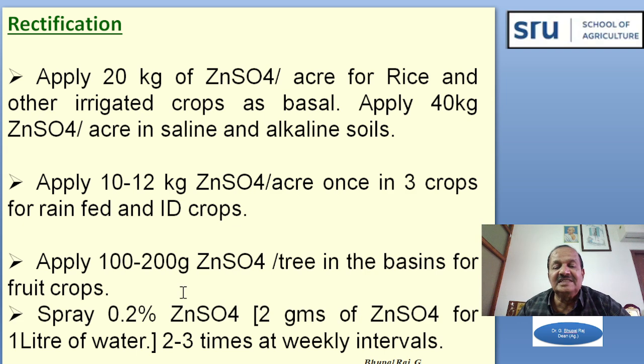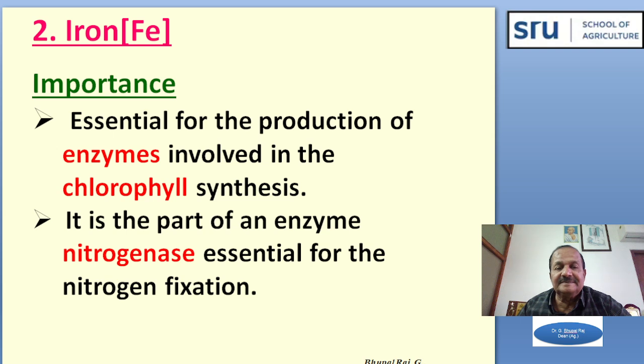When zinc deficiency is observed on the crop, what do we have to do? We have to take up foliar application. That is, 0.2% zinc sulfate foliar spray is recommended. How do we prepare 0.2%? 2 grams of zinc sulfate is mixed with 1 liter of water. It gives 0.2%. We have to spray the zinc sulfate 2 to 3 times at weekly intervals. For example, per acre we require 400 liters of solution, so for that purpose we have to prepare the 0.2% zinc sulfate concentration.